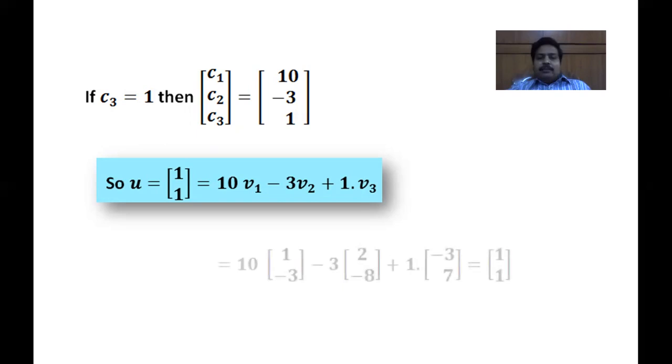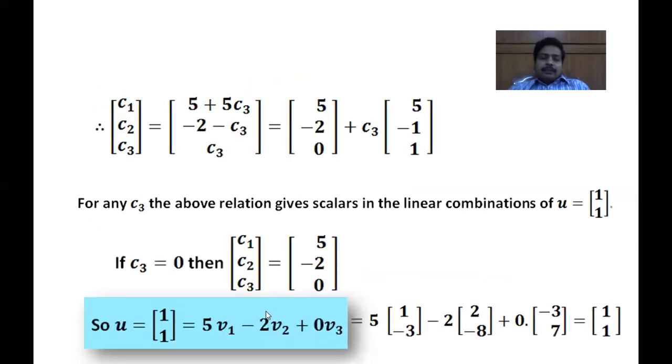So let us check it again. So 10 times V1 is (1, minus 3), V2 is (2, minus 8), and 1 time V3 is (minus 3, 7). So 10 minus 6 minus 3, 10 minus 9 is 1, minus 30 plus 24 plus 7, 31 minus 30 is 1. So these are two different representations. So now (1, 1) can be represented in this way, 10V1 minus 3V2 plus 1V3, and this is another way. So of course there may be several ways.